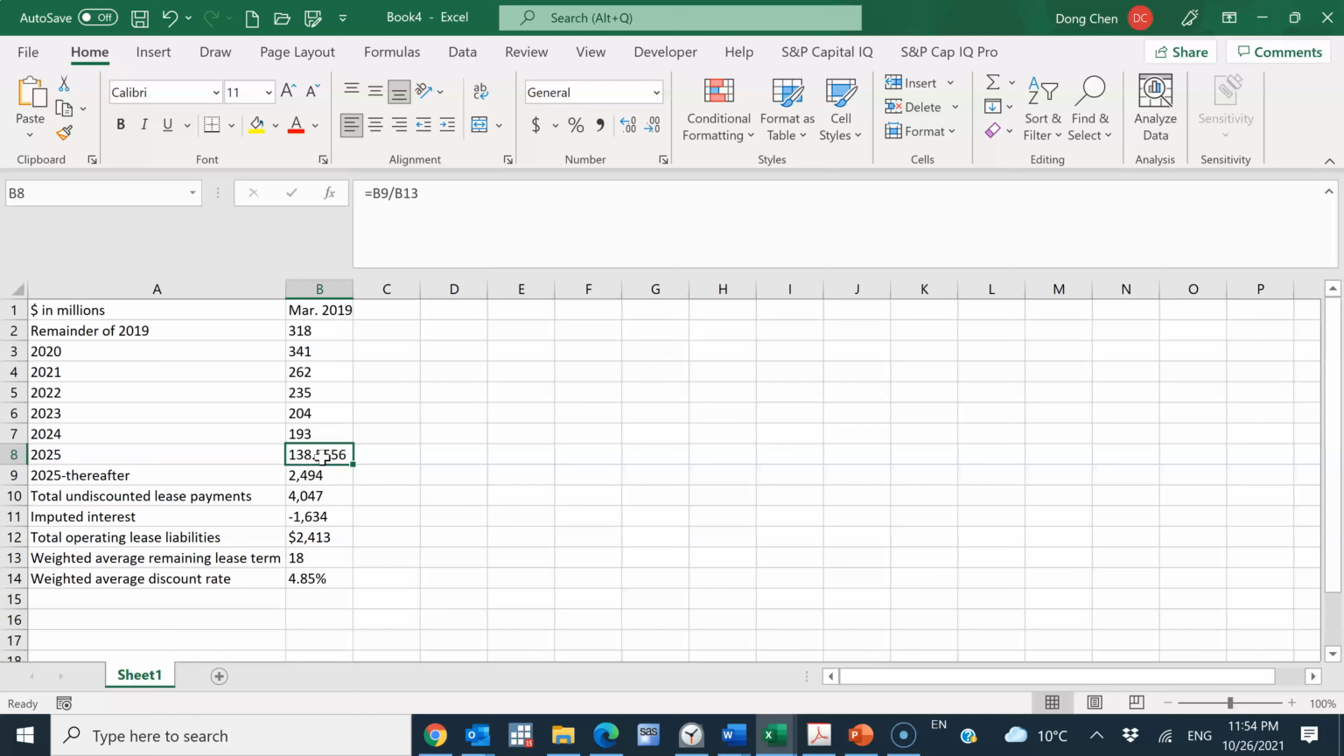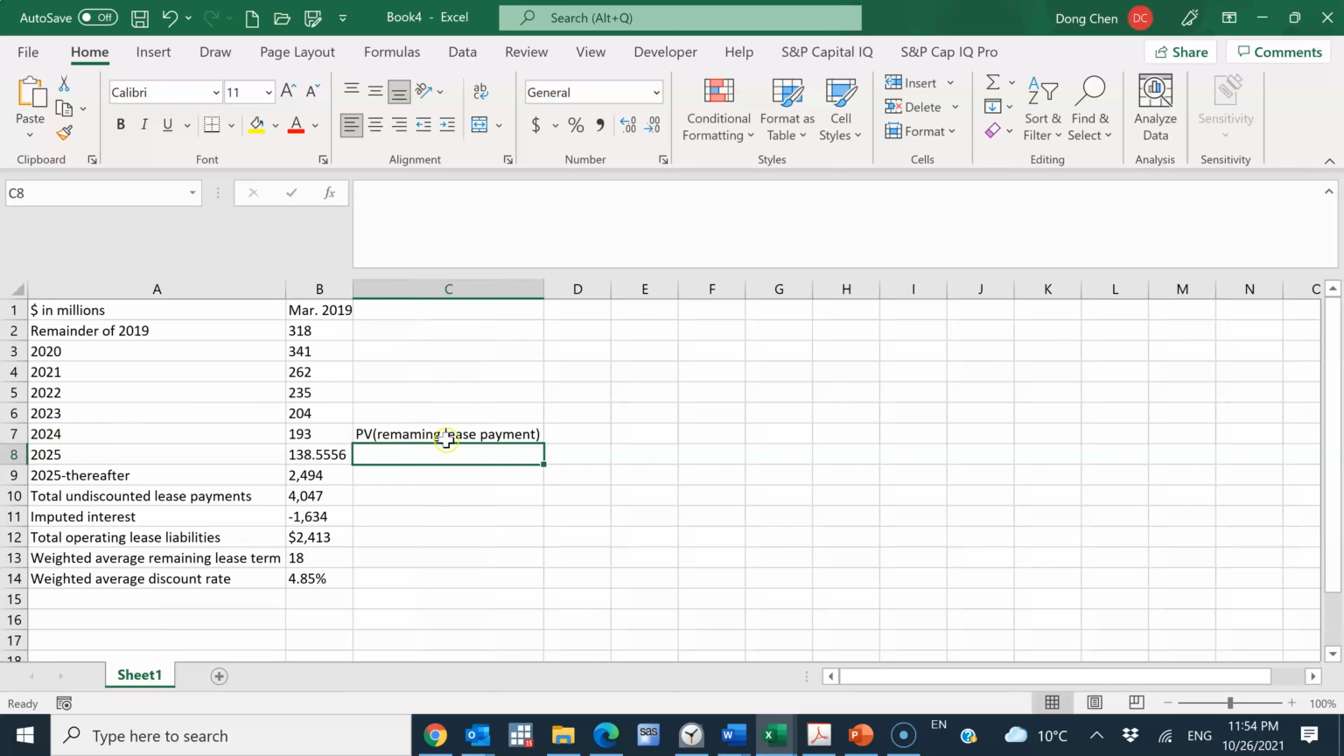But then we need to remind ourselves that the formula actually applies at the beginning of the time period. So in terms of 2025, that means if we are going to use that formula to calculate the present value of those 18 lease payments, that present value is in terms of 2024. So that's why I write this as the present value of the remaining lease payment at year 2024.